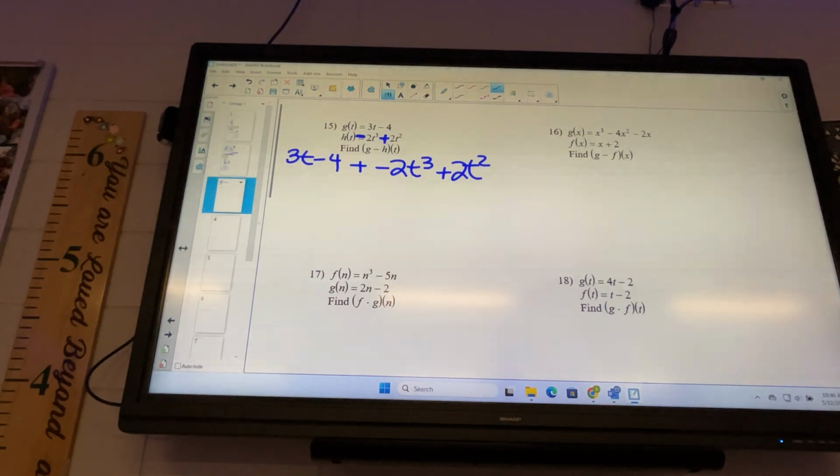Who can get combined? None of them. Why not? Because they're different exponents. So there's a T, a number, a T3, and a T2. None of them can get combined. So this is our answer.